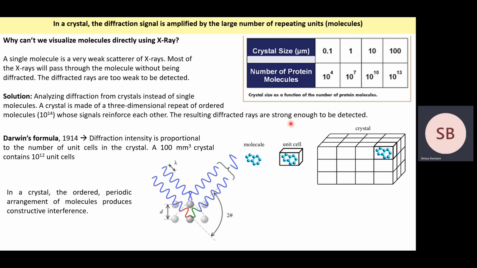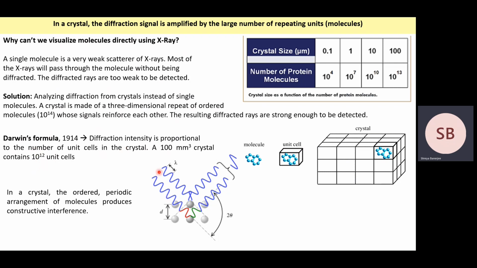So there is something called Darwin's formula, which says that the diffraction intensity is proportional to the number of unit cells in the crystal. As you know, a crystal has many unit cells, which is the repeating unit of the crystal. And in the unit cell, there can be many molecules. Darwin's formula says that in a 100 millimeter cube crystal, there are 10 to the power 12 unit cells.